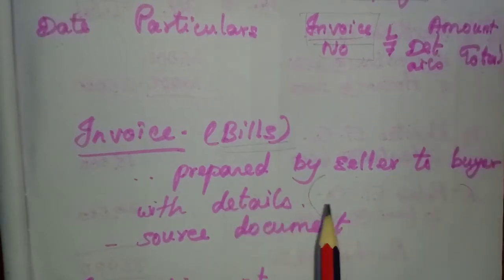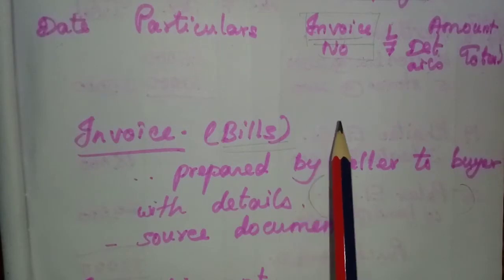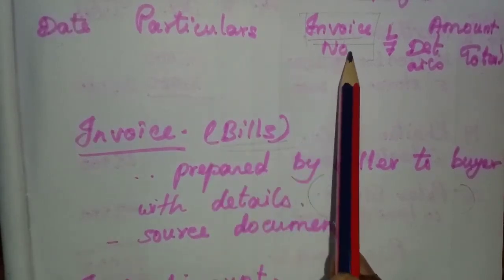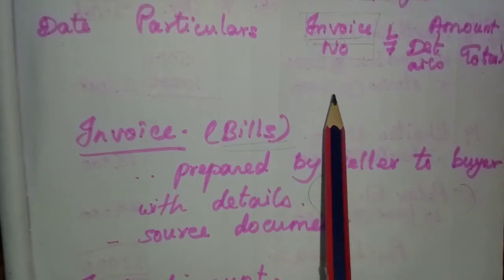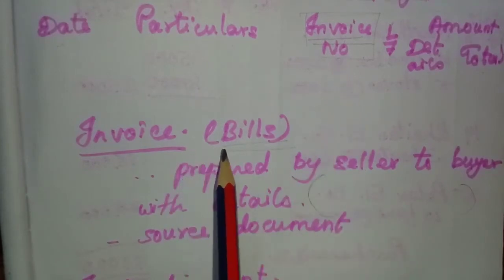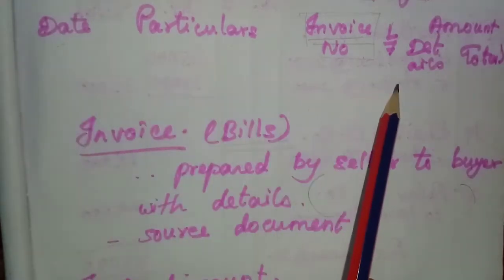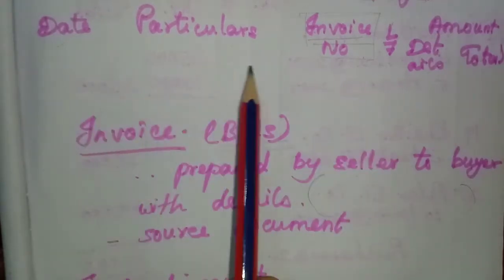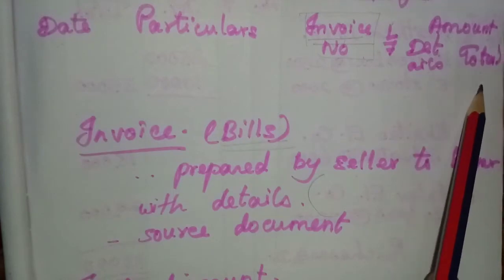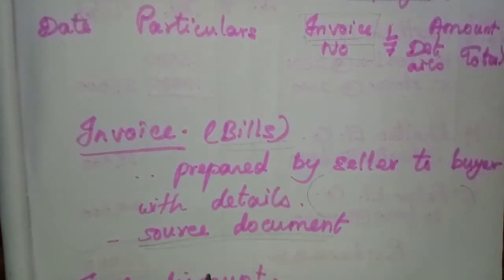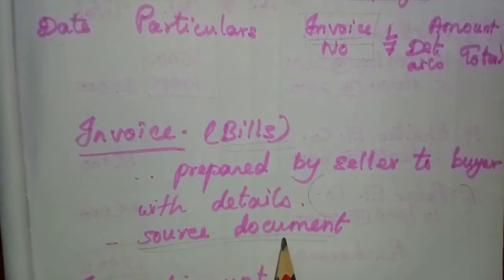Okay, so at the time of purchasing, when we enter in the purchases book, this invoice number should be written, because based on this invoice only we enter all the details. Okay, the date, then particulars, then details, total. So the invoice or the bill is the source document for preparing the purchases book.